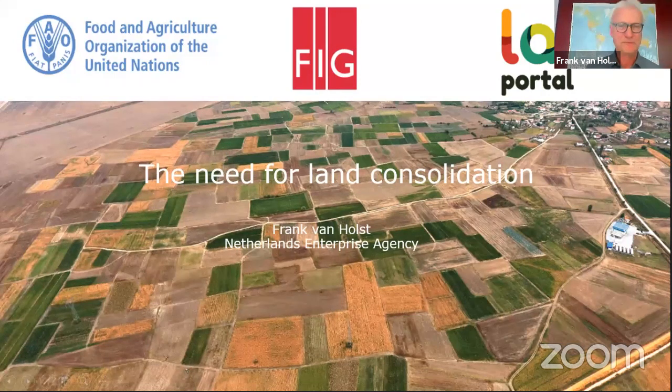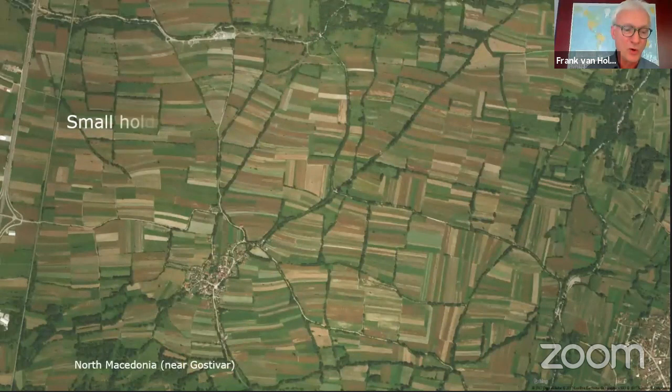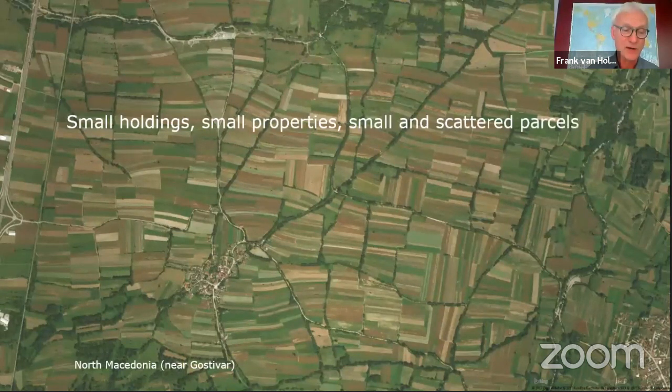Thank you, Morten. I still see the polling result on the screen, but I will start nevertheless with my presentation. I will do that to address a few questions. First of all, what is land fragmentation and why is it a problem? Land fragmentation is about small holdings, small properties, and small parcels. It's about the size and the shape of the parcels, about the spatial distribution of these parcels, and about accessibility, and of course about small farms.